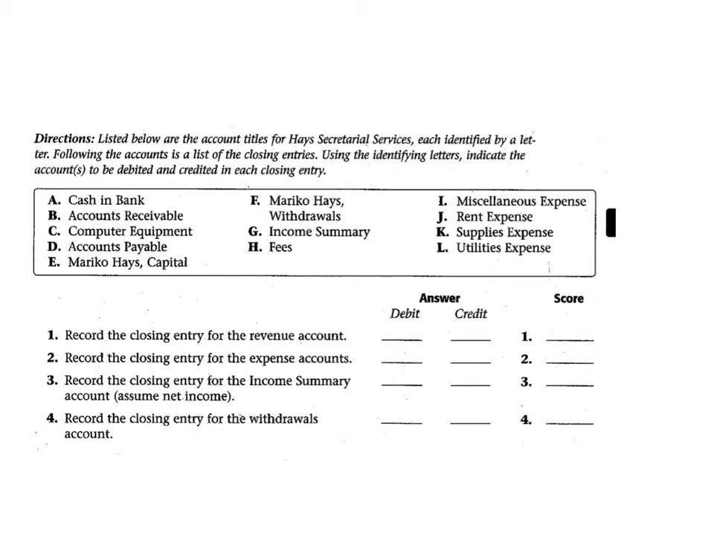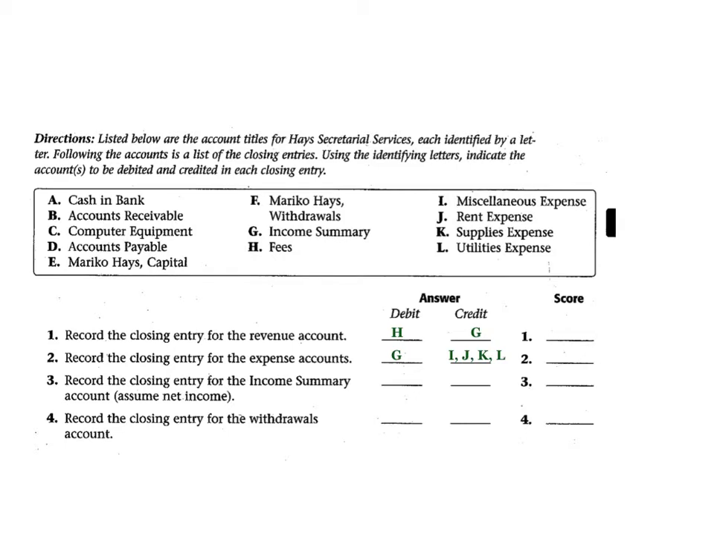For our last examples, again, we're going to look at the different steps, and you want to look at the list of accounts given to you and decide which accounts are going to be debited, which are going to be credited. So when we close the revenue account in number 1, we're going to debit the fees account, and we'll credit the income summary. When we close out the expense accounts, we're going to debit our income summary account, and I, J, K, and L, all of the expense accounts, are going to be credited.